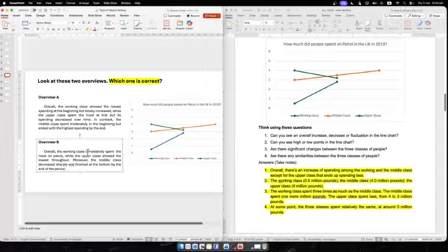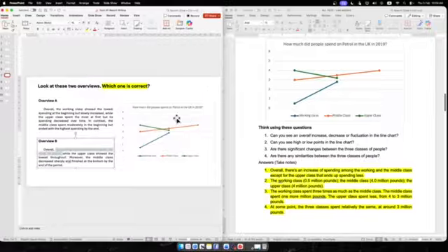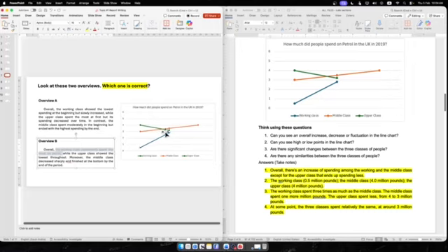Overall, the working class consistently spend the most on petrol. Is this correct? No, it isn't, right? Why? Because it doesn't show in the graph. The working class doesn't spend the most in the beginning, nor do they spend consistently the most throughout the year. They're the lowest in the beginning, but then their spending is the most, yeah, but they're not like here on top.